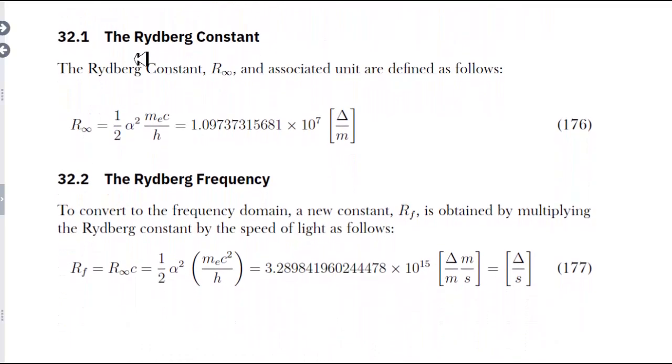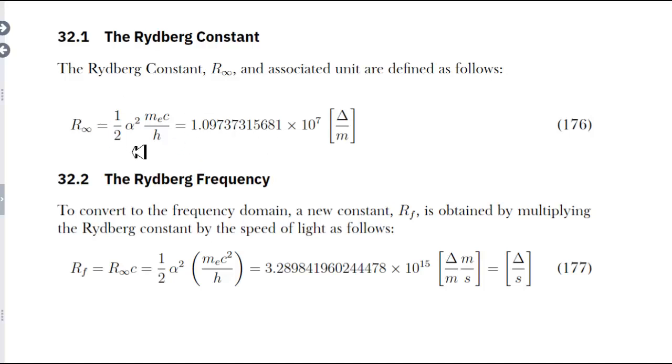The Rydberg constant and associated units are as follows. The Rydberg constant, usually written as R sub infinity, is equal to this value here, 1.09737, etc., times 10 to the 7th cycles per meter. These are the number of cycles per meter. This is a wave number. The inverse of this number would correspond to a wavelength.